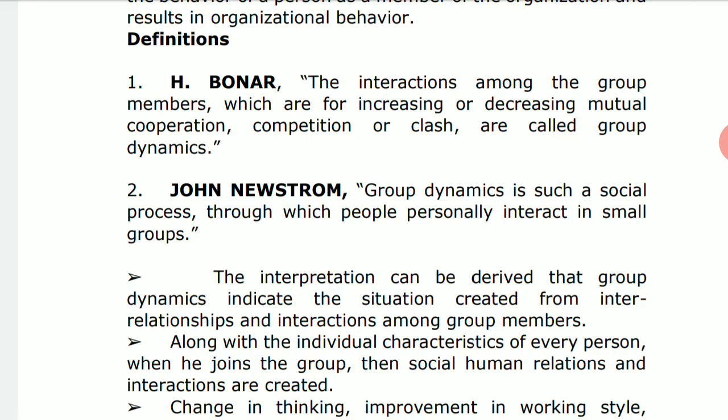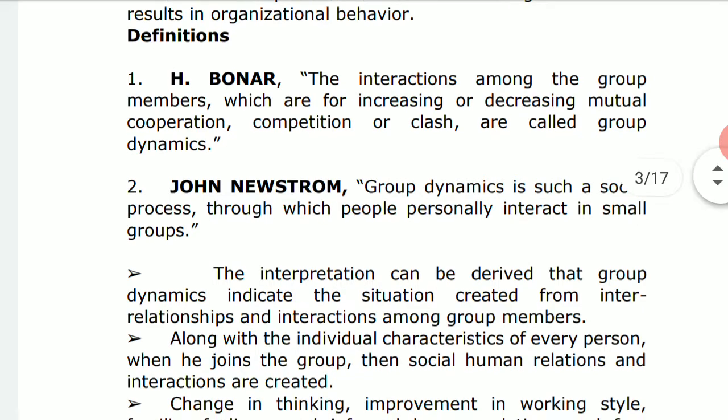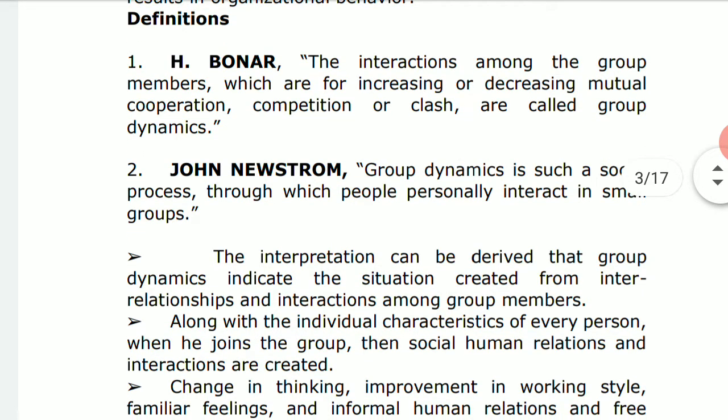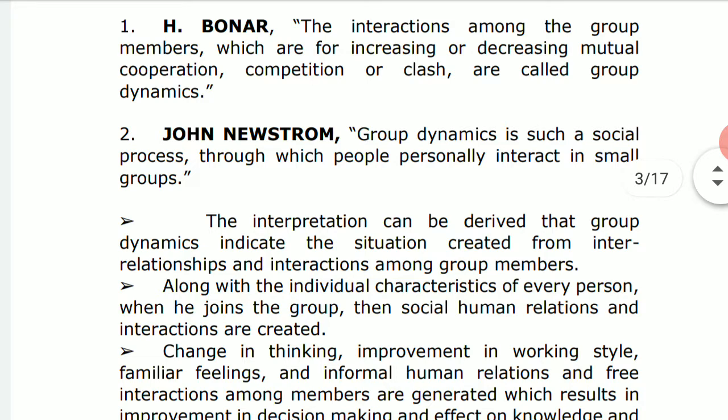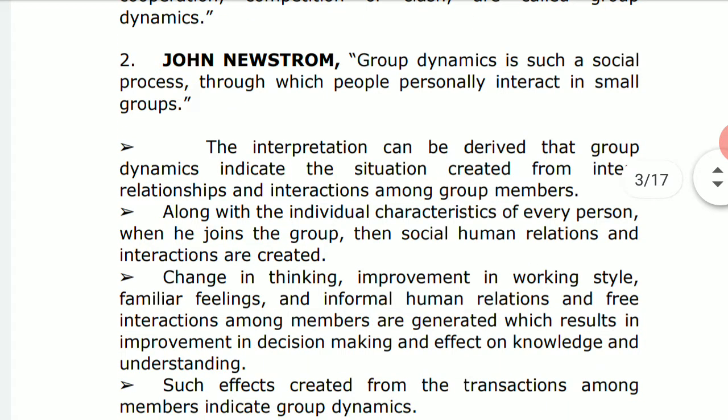That means group dynamics is such a kind of special process, or we can call it a social process, in which the group and the people of the group interact with each other, interaction means they talk, and because of that mutual cooperation, competitions or clash, conflicts increase or decrease, right? So that creates a kind of impact on the group members, and whatever the changes that come because of the interaction of the people in the group is said to be the group dynamics, right?